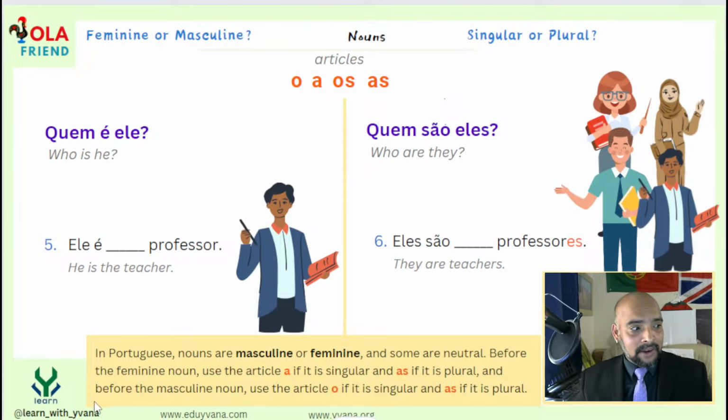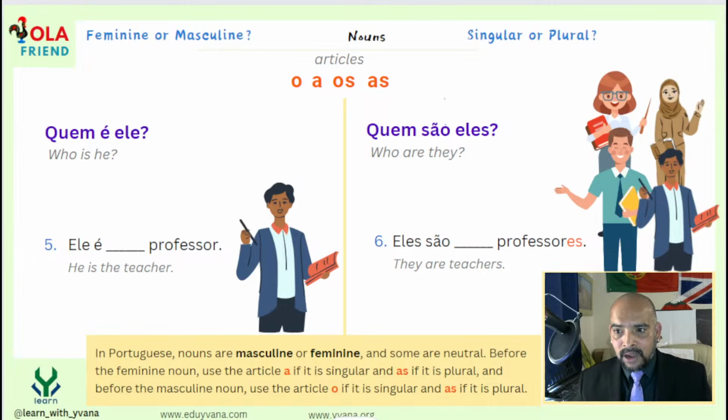So you can see here in Portuguese, I will still repeat it. In Portuguese, nouns are masculine or feminine, and some are neutral. Before the feminine noun, use the article a if it is singular, and as if it is plural, right? Before the masculine noun, use the article o if it is singular, and os if it is plural. So yeah, that is correct.